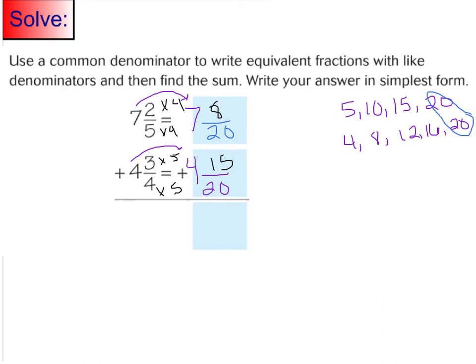So I can add my 8/20 and 15/20. 8 plus 15 is 23. And my denominator is 20. And 7 plus 4 is 11. So 11 and 23/20 is what I got.